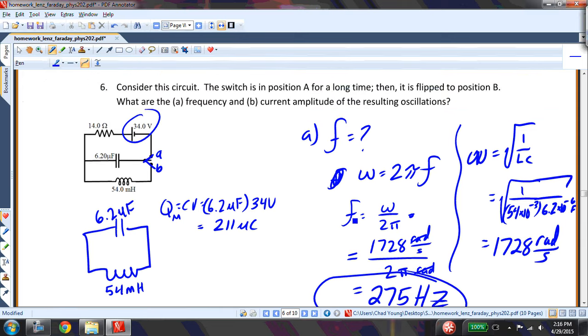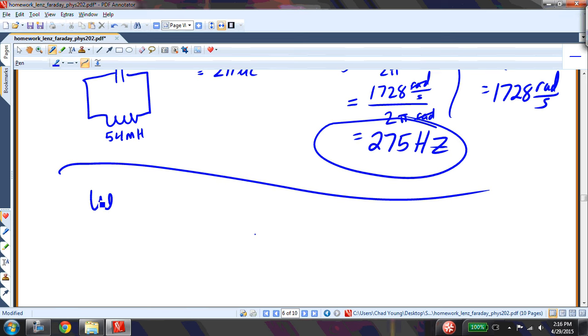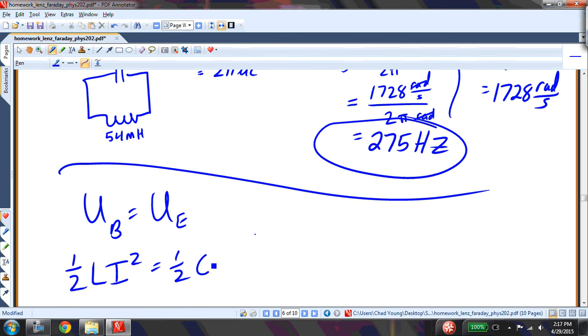In part B, I want to know what is the current amplitude. Work it the same way as we did before. We say that the magnetic energy, UB, is equal to UE. The magnetic energy is equal to the electric field energy. That's 1/2 Li squared equals 1/2 Q squared over C. See, the halves cancel.